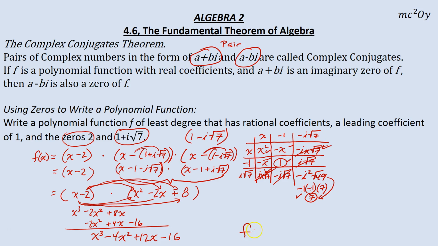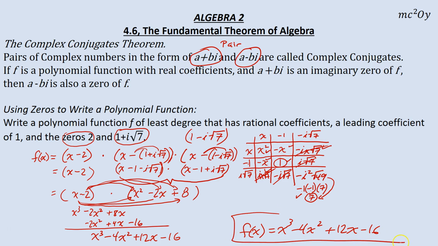So I'm going to rewrite it over here. F of x is equal to x cubed minus 4x squared plus 12x minus 16. There we've got it. Now, with that being said, in my class when I was teaching this, they asked, isn't there a shorter way to multiply these two trinomials? And really there is. There's a much shorter way.